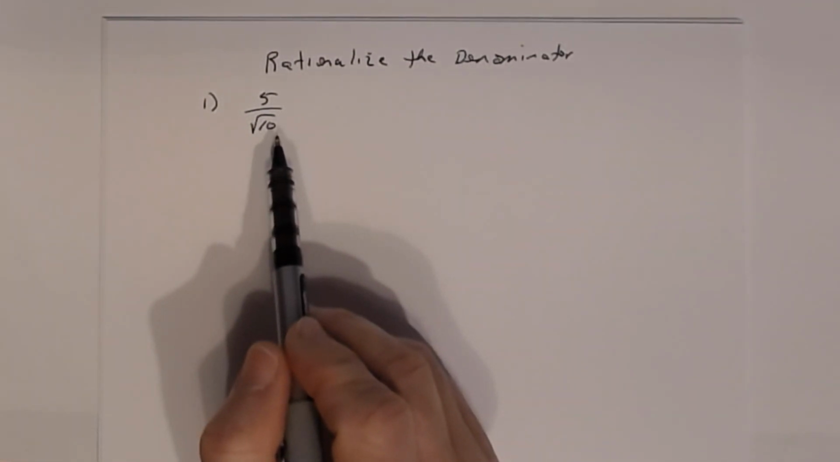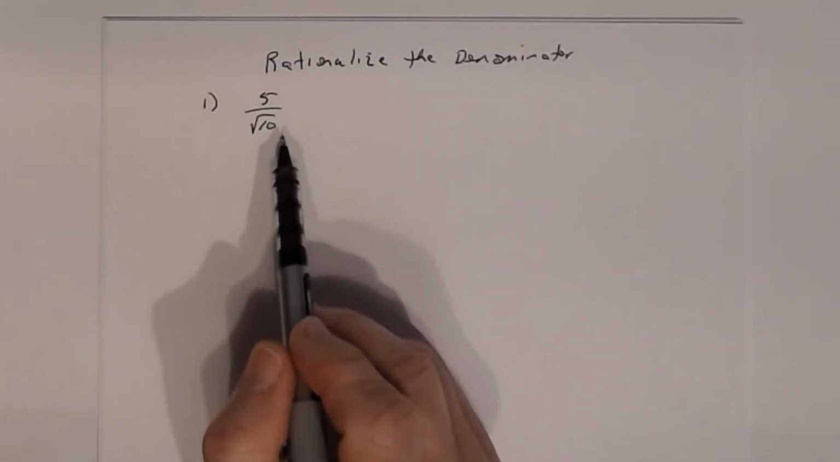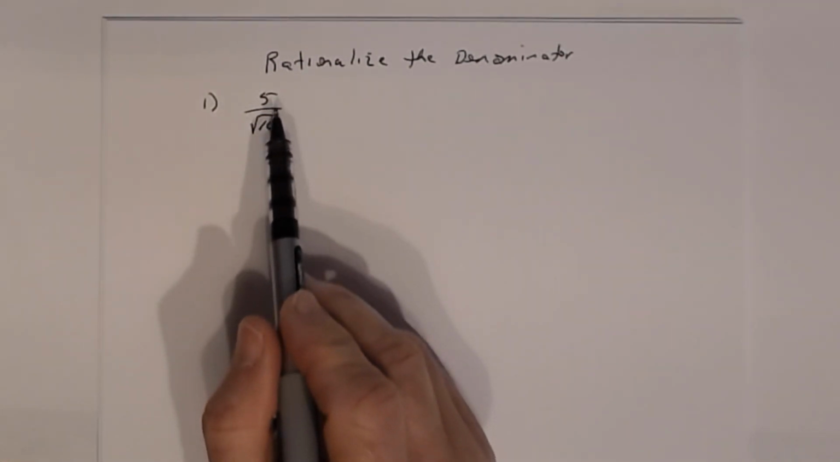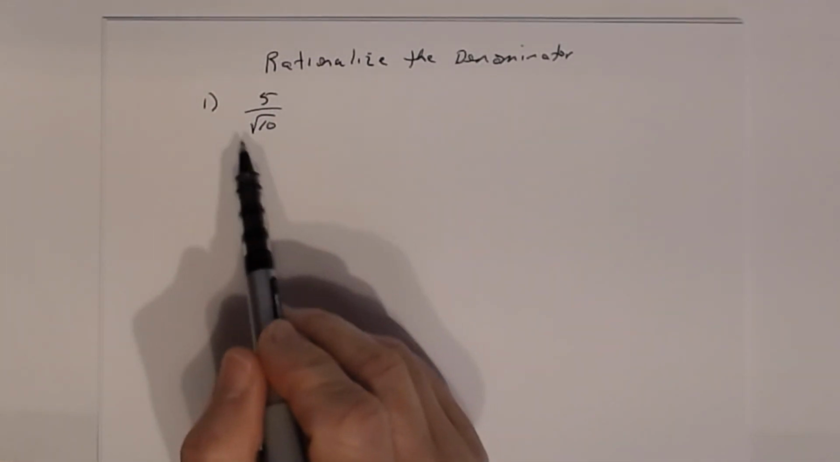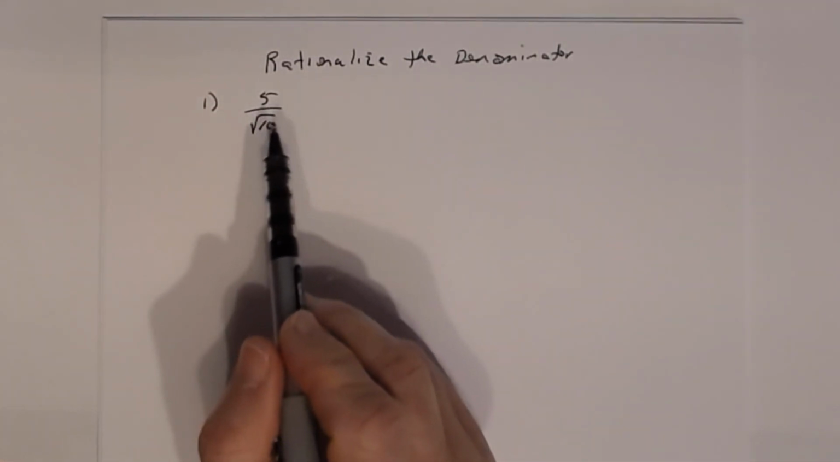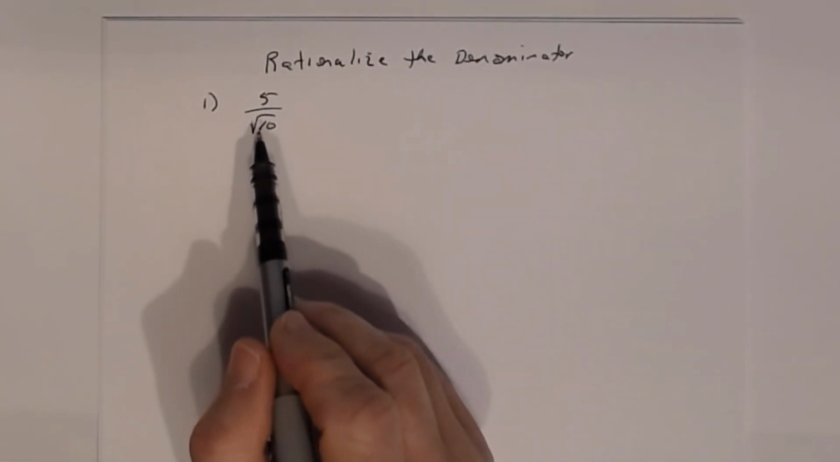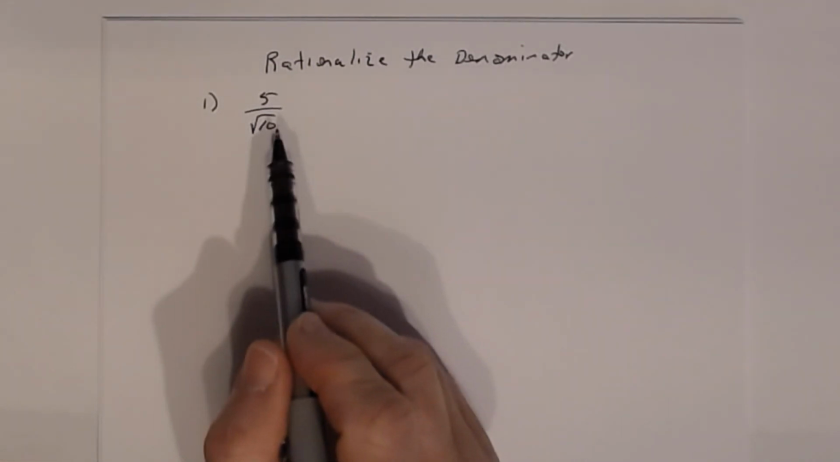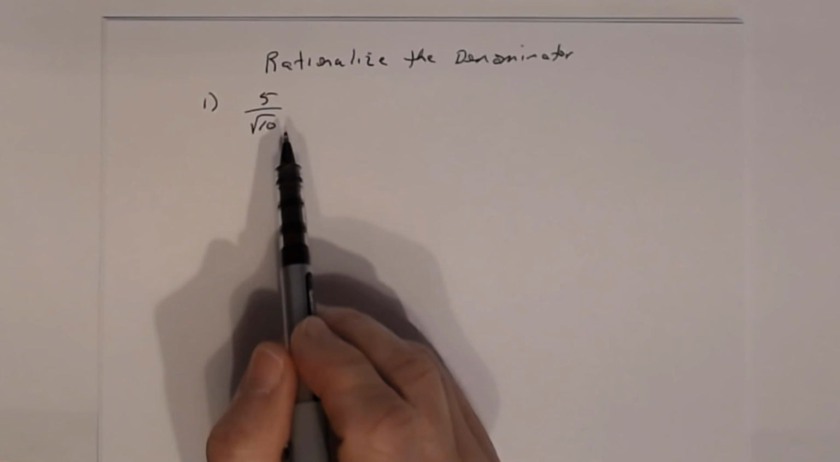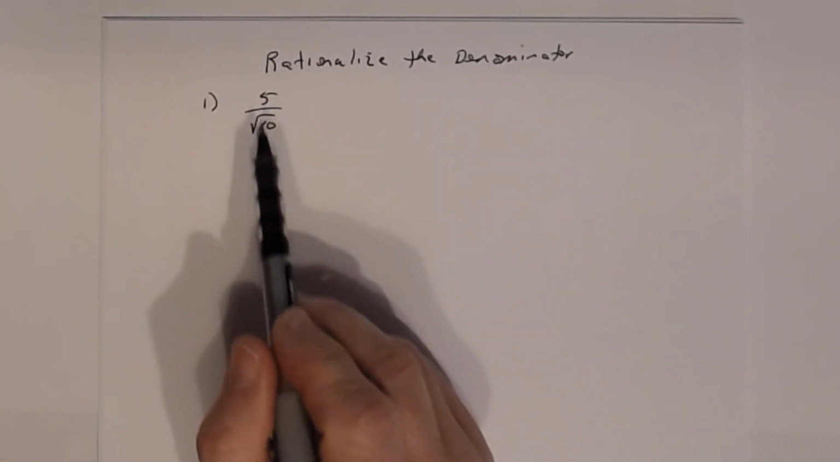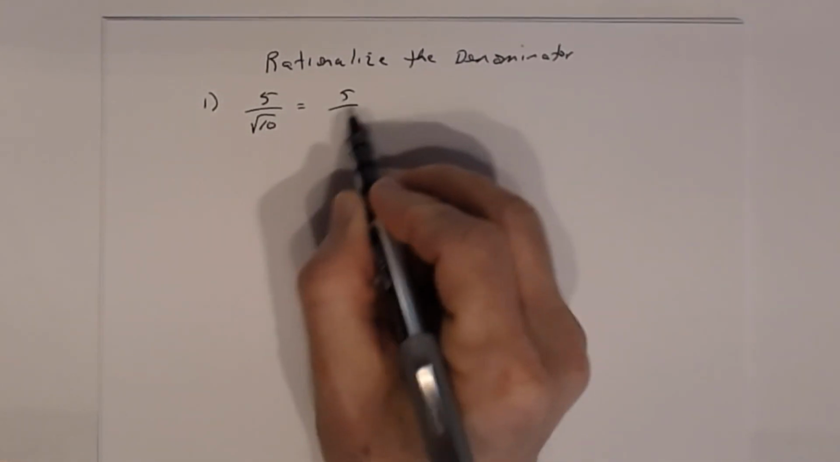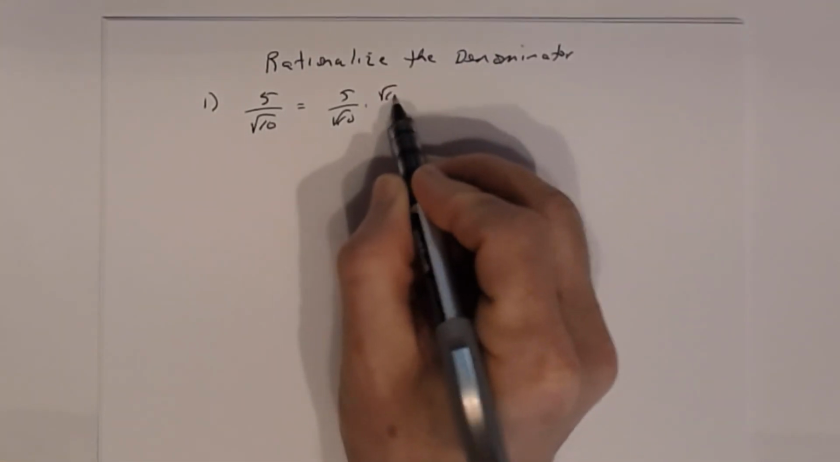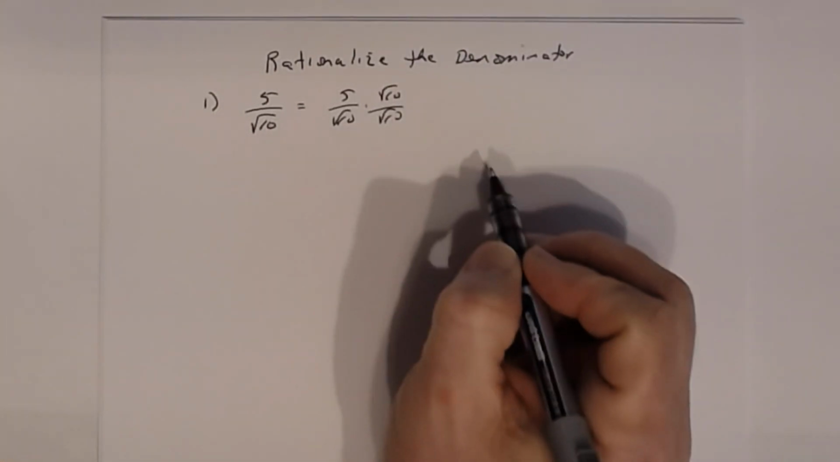The easiest way to rationalize the denominator is to multiply the numerator and the denominator by the square root of 10, by the denominator. Now that's assuming that this is a square root down here. If it's a cube root, then it's a little bit different. If it's a fourth root, it's a little bit different, and so on. But the square roots are the easiest to deal with because all you do is just multiply the numerator and the denominator by the denominator.